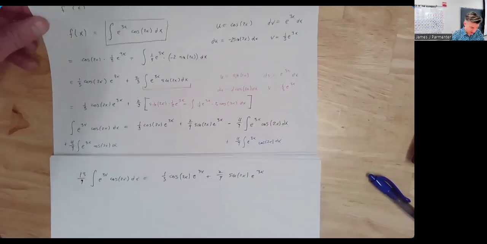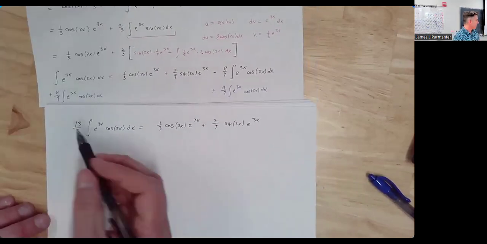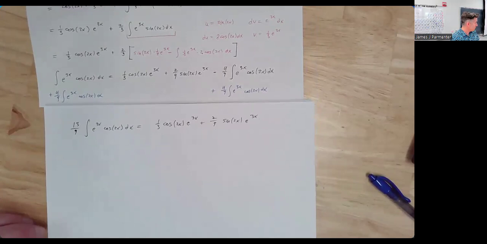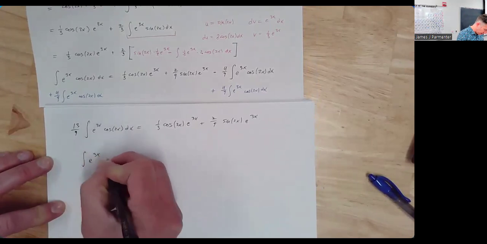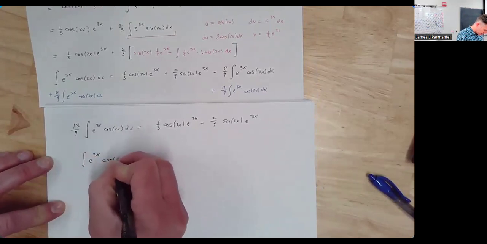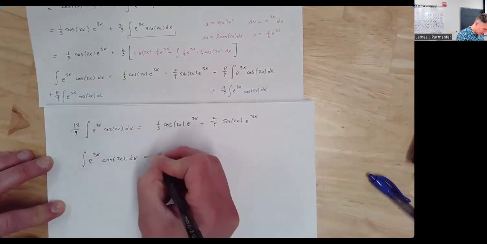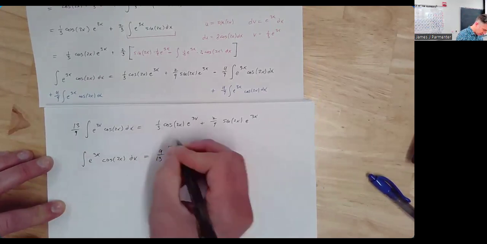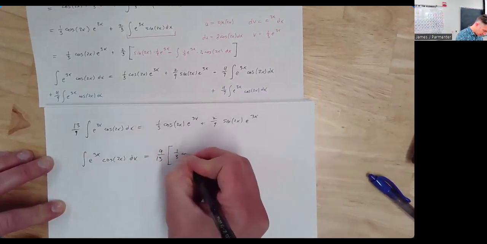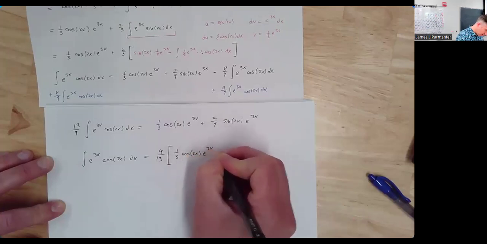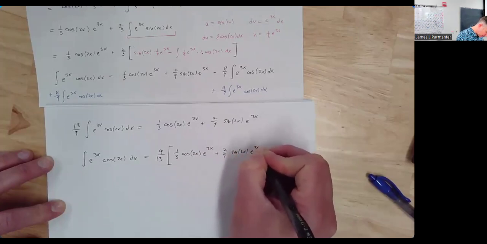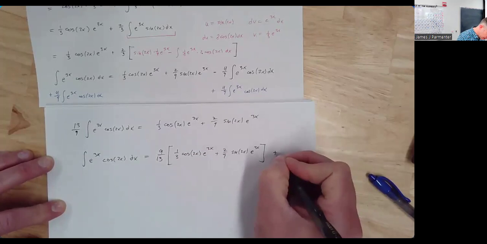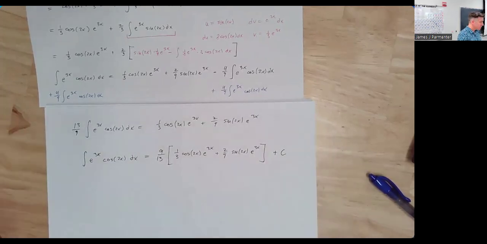And then finally, the last step is to multiply both sides by the reciprocal of that coefficient. So we're going to multiply both sides by 9/13, and we're going to get the integral of e to the 3x times cosine of 2x dx is equal to 9/13 times all of that: 1/3 cosine of 2x e to the 3x plus 2/9 sine of 2x times e to the 3x plus c. You could distribute the 9/13, but there really isn't the need to do that.